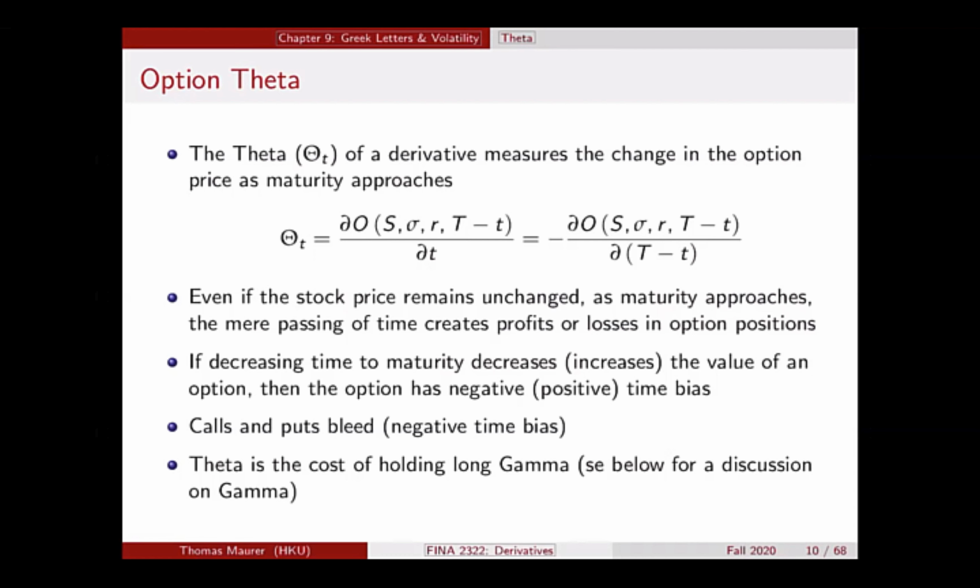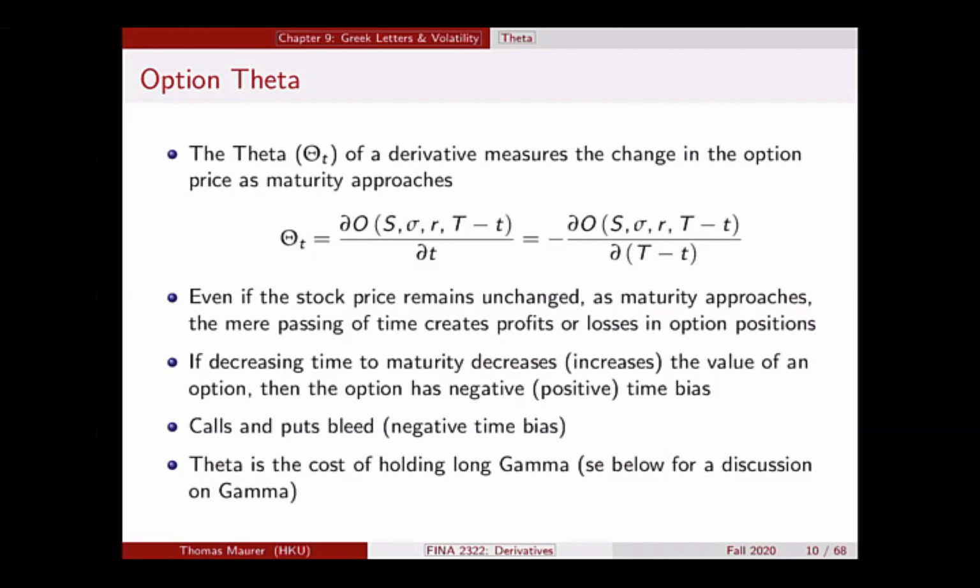Now for a call option, we know that the time value of the call option is always positive, at least if there's no big dividend payments, and therefore the call option always loses money as you get closer to maturity. We also say that the call option bleeds through time if nothing else happens. For a put option, it's going to depend on how deep you are in the money, whether the time value is positive or negative. If it is positive, then again we can say that the put option bleeds as you get closer to maturity because it loses value.